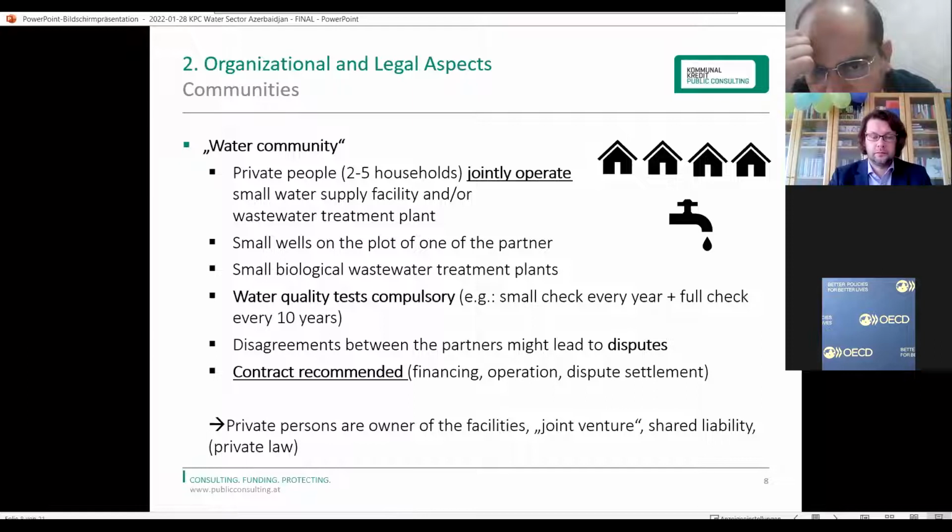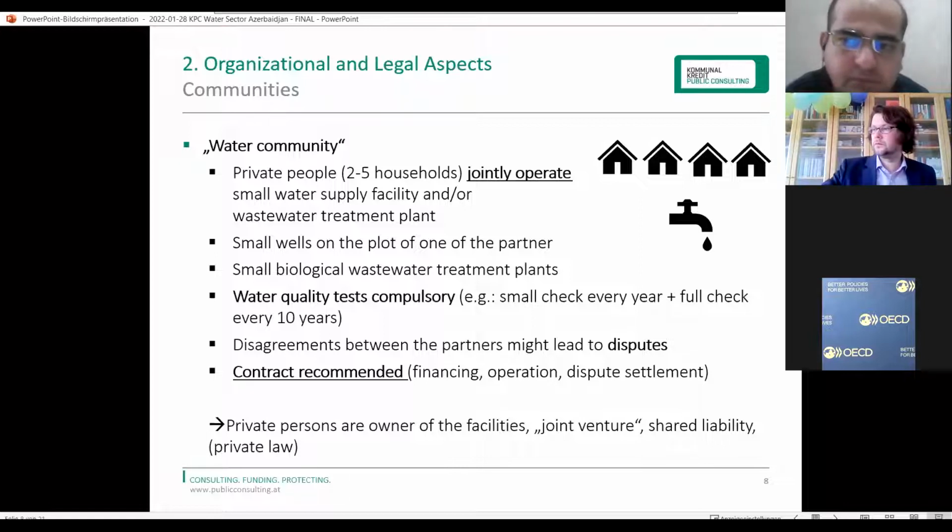But this water community has another problem, that's the legal construction, because they also are constituted according to private law, and they need a contract between them. In case of disagreements between the partners, the situation can become very awkward and very bad, because you have a long-term investment, and if you have quarrels with your neighbors, then the operation of the water supply facilities is threatened somehow. So we do not recommend this form of cooperation in Austria, but it happens quite often.